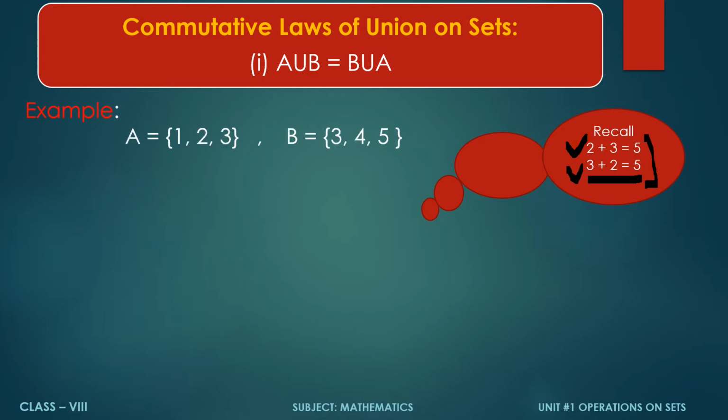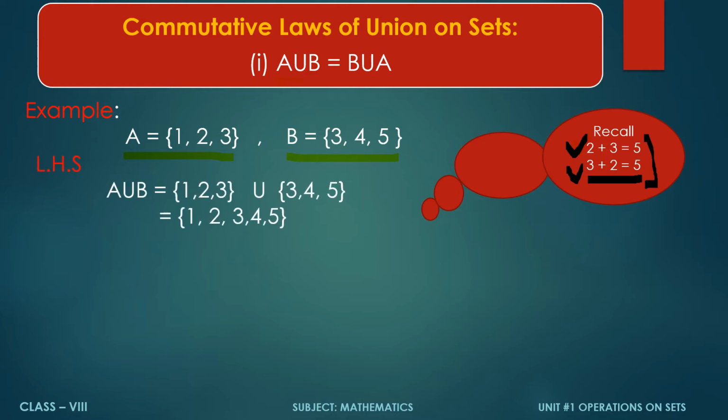Now consider an example. We have two sets, A having elements 1, 2 and 3, and B having elements 3, 4 and 5. Now we take the left hand side, that is A union B. It means that first we write the elements of A, then the sign of union, then set B. If we take them together, meaning union, we write them in a set. This is 1, 2, 3, 4 and 5. So this is our resultant set of A union B.